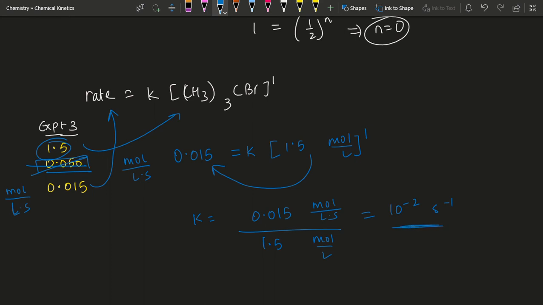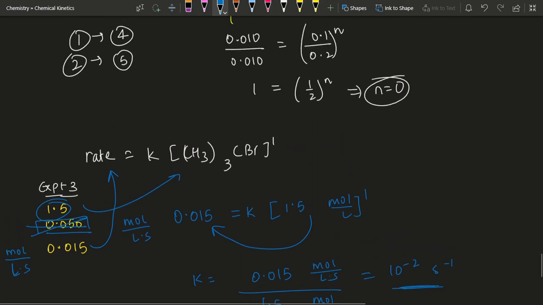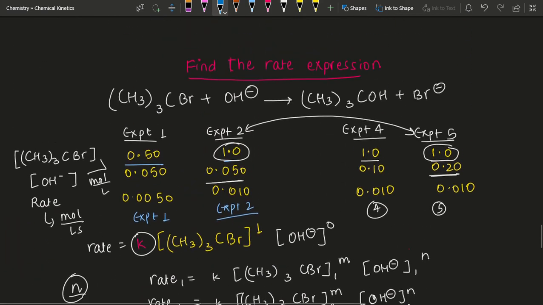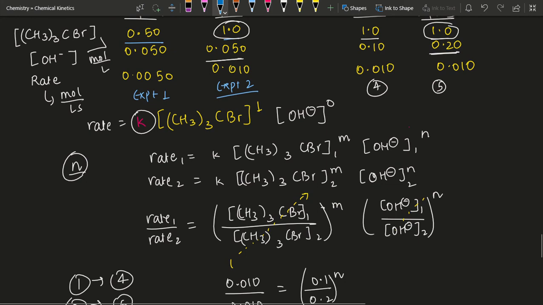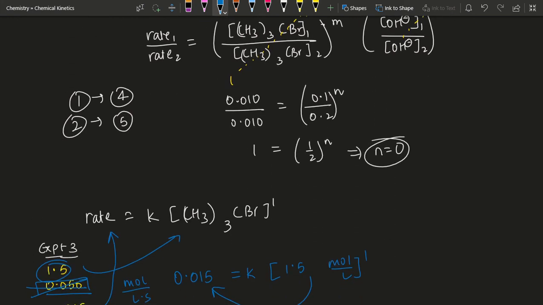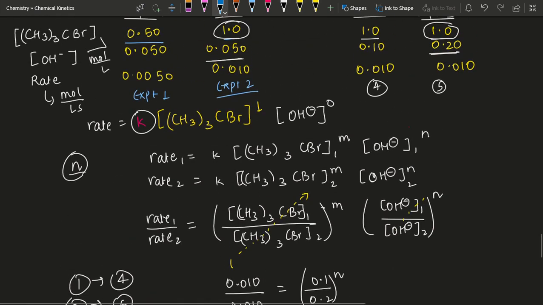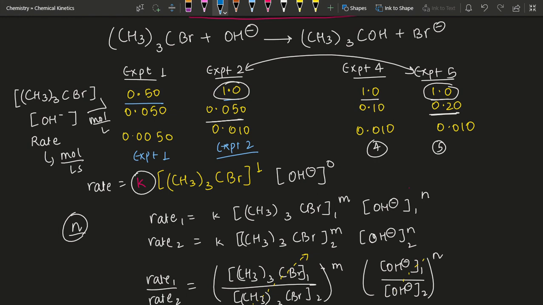So hopefully by this video, you get a rough idea of how you can find the rate expression for reactions involving more than one reactant. The idea being to find something that is fixed over two different experiments and use that as a template to divide two rate expressions and find out the orders. And you can do this for any number of reactants you have. The most common is, however, the one and two reactants case.